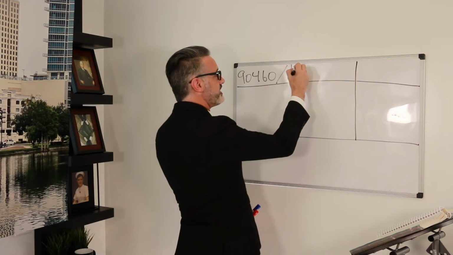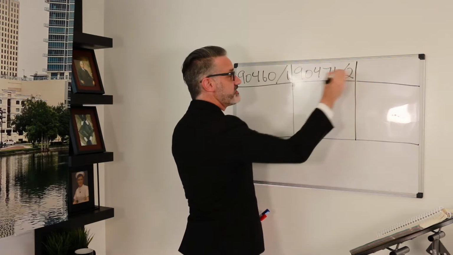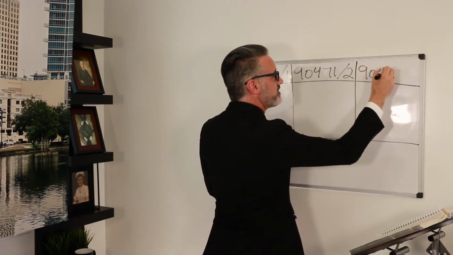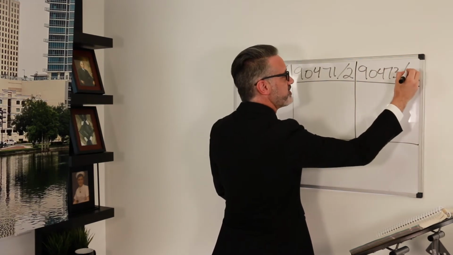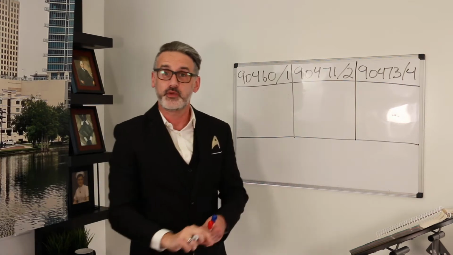Then the second set, 90471 and 90472. And then finally, 90473 and 90474. So looking at the different variables that we have.